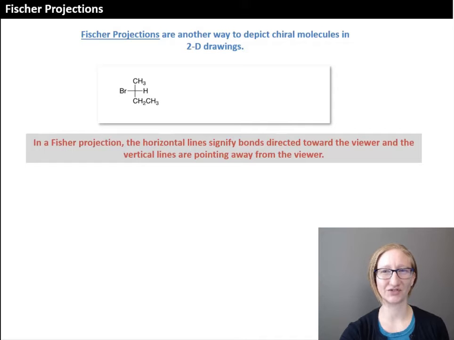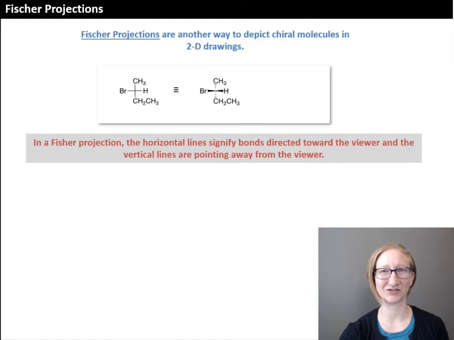In a Fischer projection, we draw the 4 groups around a chiral carbon as a cross. And in this cross, there's a formalism that the top and bottom positions, the vertical positions, are pointing back away from the viewer. And the left and right positions, the horizontal positions, are pointing toward the viewer. So this structure on the slide really means that in 2 dimensions, the bromine and hydrogen are coming toward the viewer, and the methyl and ethyl groups are pointing back away from the viewer.